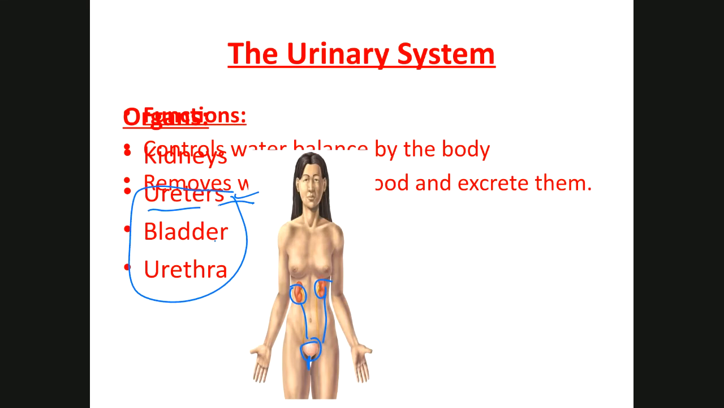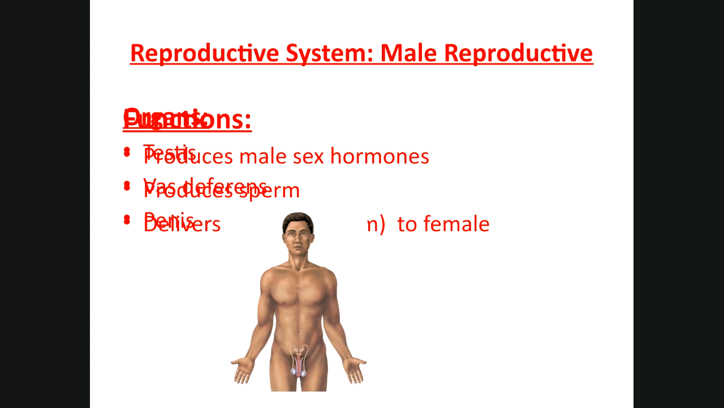Functions of the kidneys, again, it filters blood. And this one is another function which is very important. It says control water balance by the body. So this is an important function of the kidneys, which is involved in controlling the volume of blood in the body, controlling fluids in the body, so that if we are dehydrated, for example, the kidneys will retain water and we will pee less. If we're overhydrated, the kidneys will release more water. So that's an important function of the urinary system.